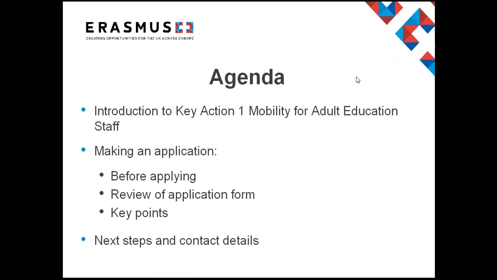So just to give you an overview of what we will be covering today, I will start by giving you a quick introduction to Key Action 1 Mobility for Adult Education Staff and what funding is available. The main focus of this session will be on the application form. We'll first talk you through what you need to do beforehand, then we will go through the application form together, filling out certain parts, showing you how to use the distance calculator and how to validate the form. Then we will round up the key points. Finally, we'll cover the next steps and how to contact us for support in the run-up to the deadline.